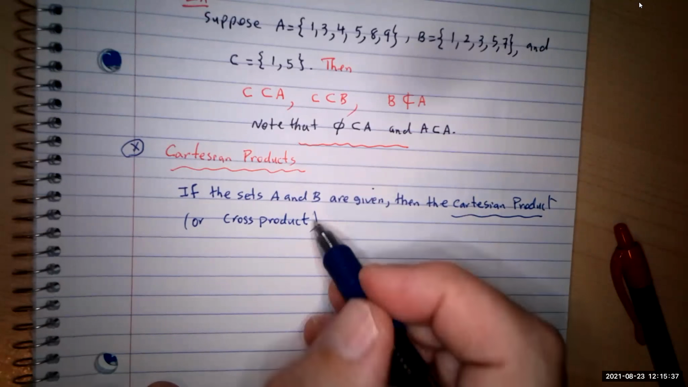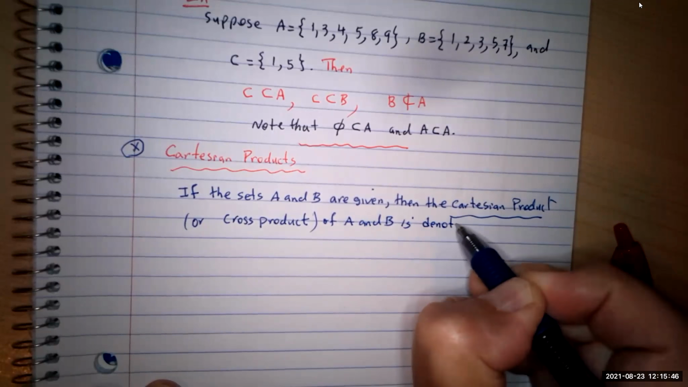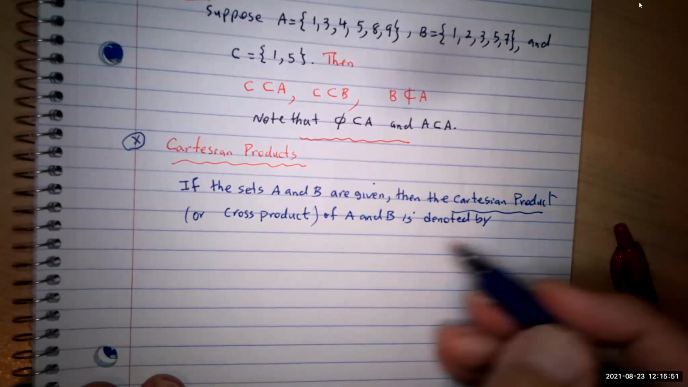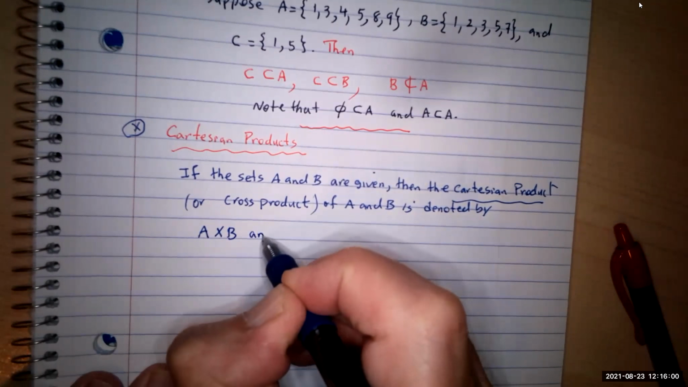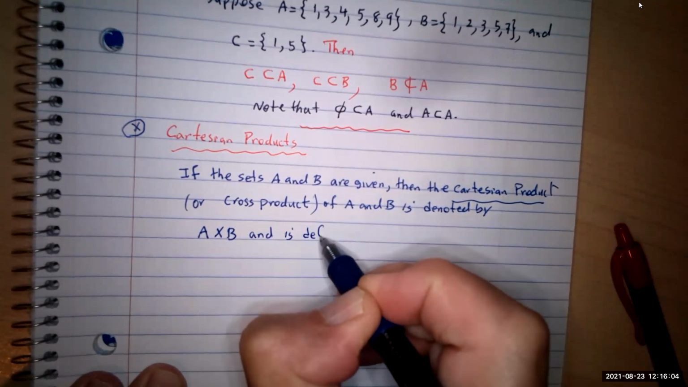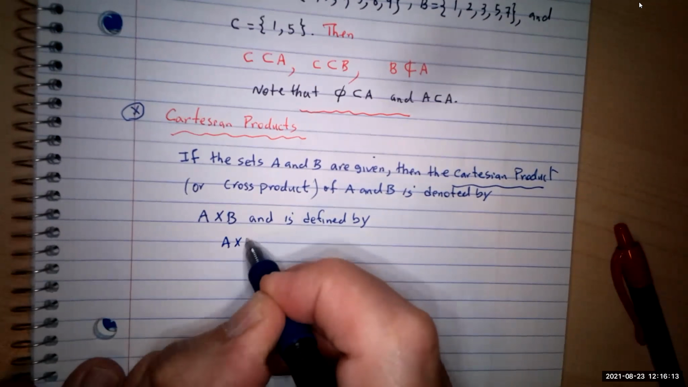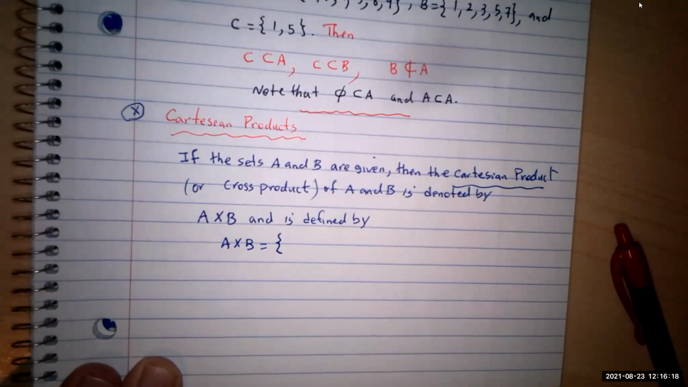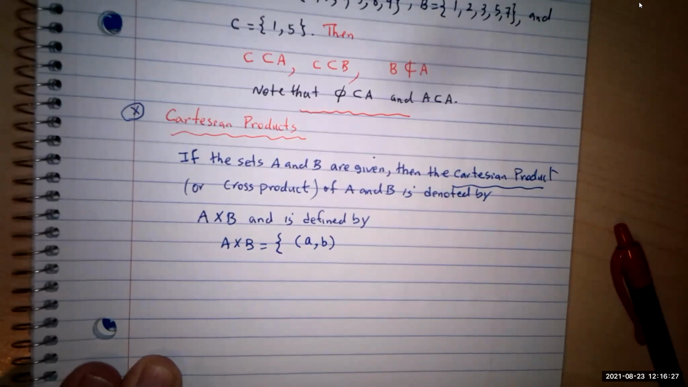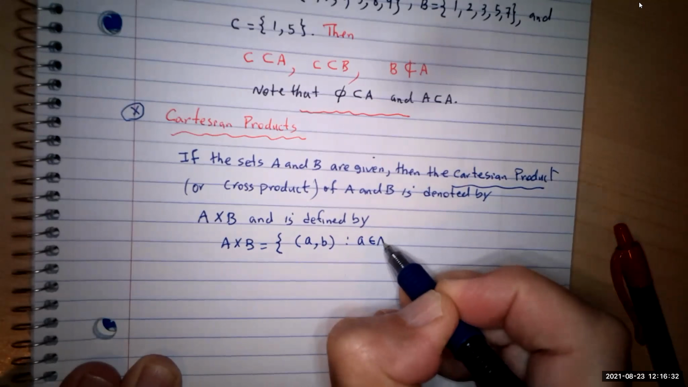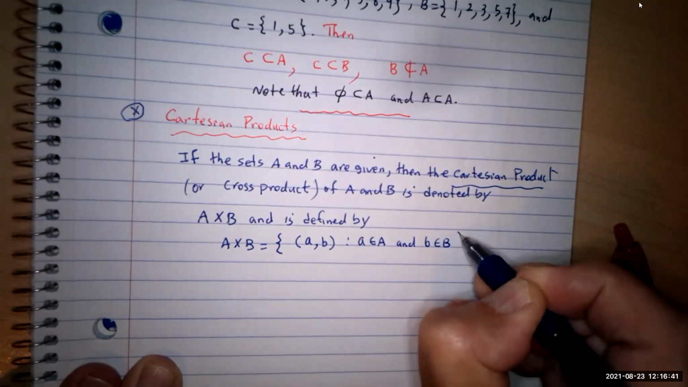Okay, the Cartesian product of A and B is denoted by A cross B, or A times B. And it's defined as a set of ordered pairs. The definition is: A cross B is equal to a collection of all ordered pairs (a, b) where a belongs to A. The first component is in the first set, and the second component is in the second set.